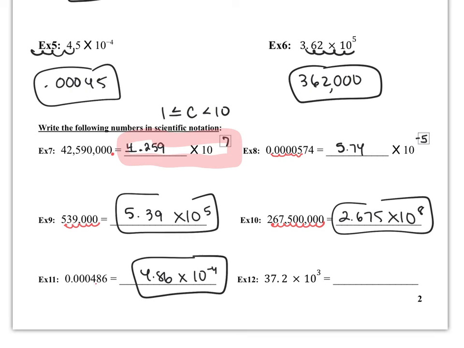On the next one, I started with the decimal between the 4 and the 8, and I was counting back to the left. So that meant my exponent was going to be negative, and I went 4 spaces. So 4.86 times 10 to the negative 4.